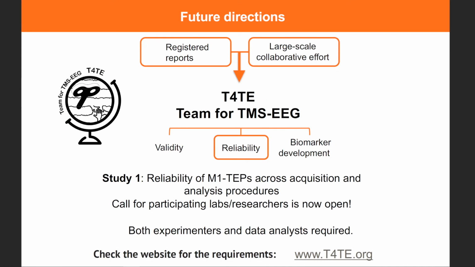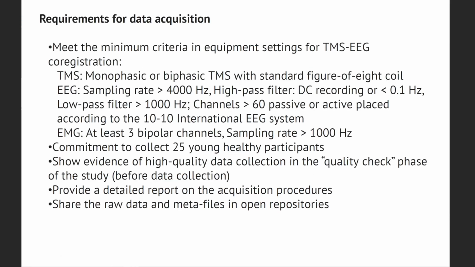So in the first study that we are suggesting, for which we have now written a description that you should go and check on the TAPE website, we are going to look at the reliability of different metrics when stimulating the primary motor cortex. What we need is both experimenters who are willing to collect the data in their group, but also data analysts who are willing to do the data analysis, because this is a two-sided problem. We may have variabilities on the experimental side, but we might also have variabilities from the data analysis side. So have a look at the requirements on the website.